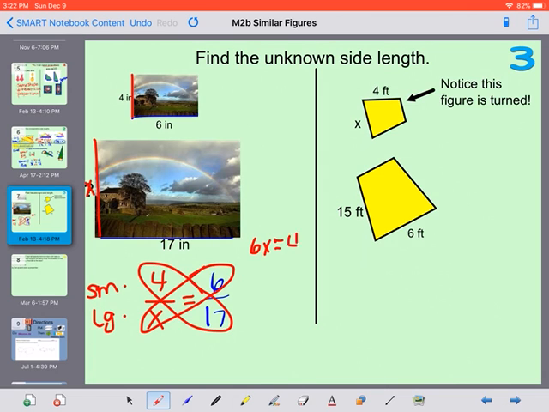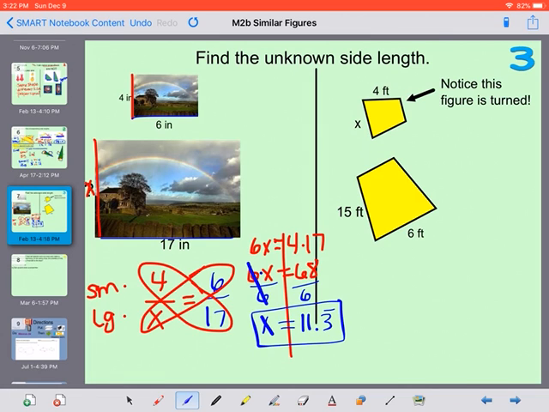4 times 17, that's one I maybe don't know in my head. 4 multiplied by 17 is 68. So we have 6x equal to 68. And then the opposite of multiplying by 6 is dividing by 6. So 68 divided by 6 is 11.3 repeating. Which when we get to fractions later, that is going to be 1/3. 0.3 repeating is 1/3. So x is 11.3.